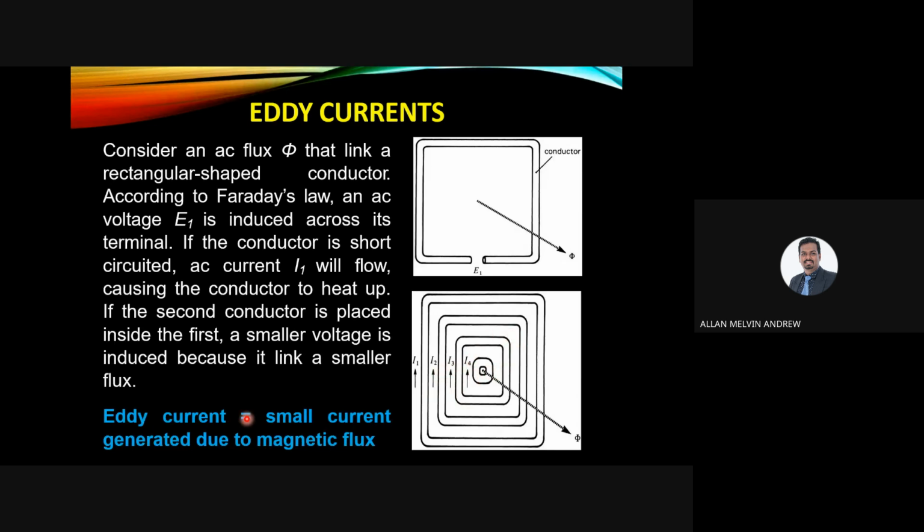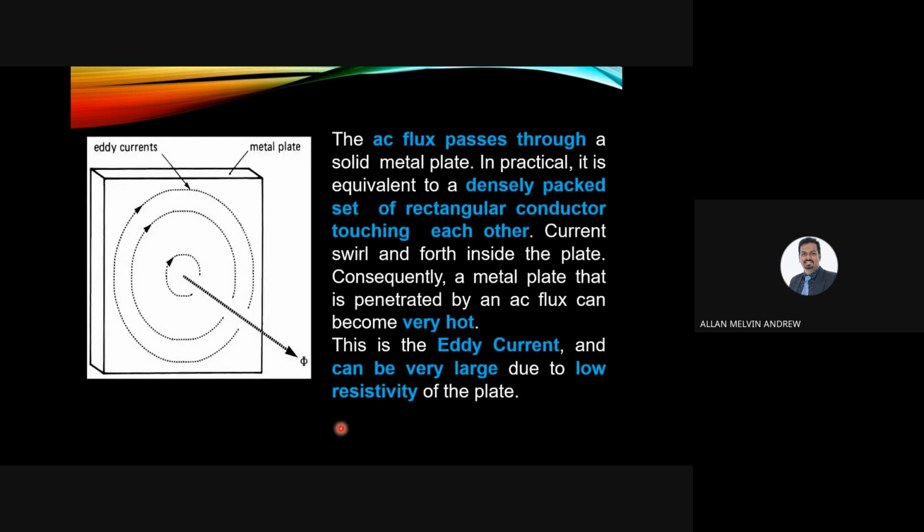So eddy current is a small current generated due to magnetic flux. So current can be generated using a magnetic field. That's why the magnetic field is very powerful. Okay, last slide for today.